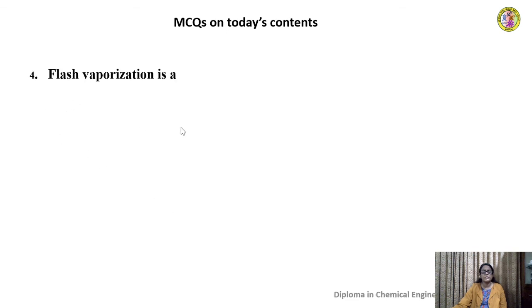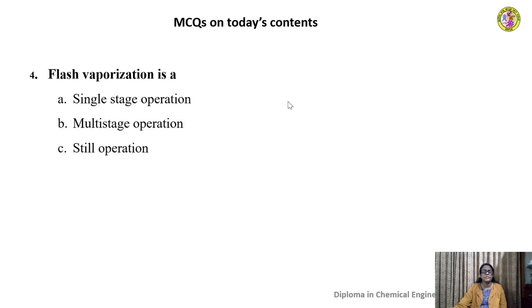Flash vaporization is a single stage operation, multi stage operation, still operation, or none of these. According to the definition of flash vaporization, it is a single stage operation that may be carried out in a batch-wise or continuous fashion. So option A is the right choice for this question.